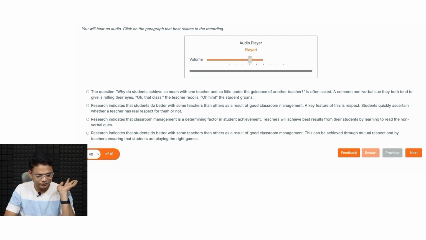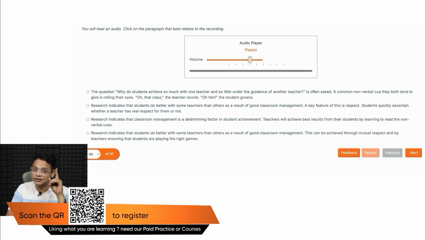This is not correct. Next: research indicates that students do better with some teachers than others as a result of good classroom management. The topic point is superb. This can be achieved through mutual respect. Wonderful. Mutual respect was discussed in the audio. It was one of the supporting points. And by teachers ensuring that students are playing the right games.